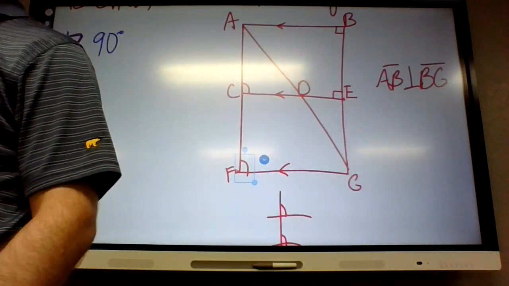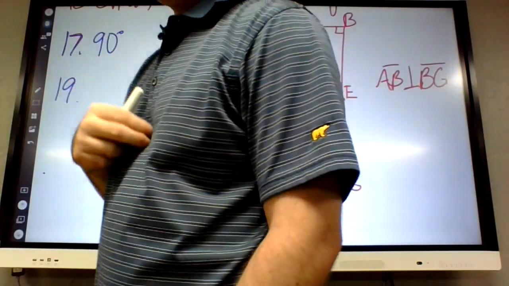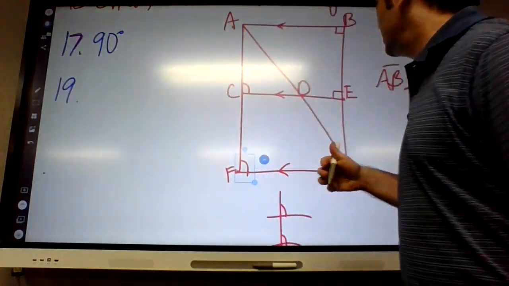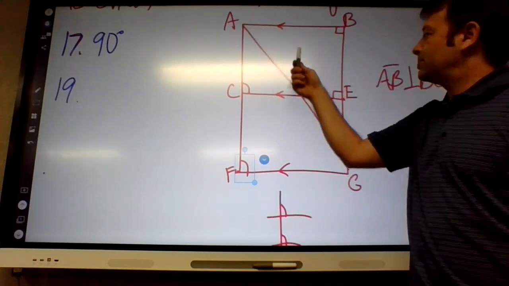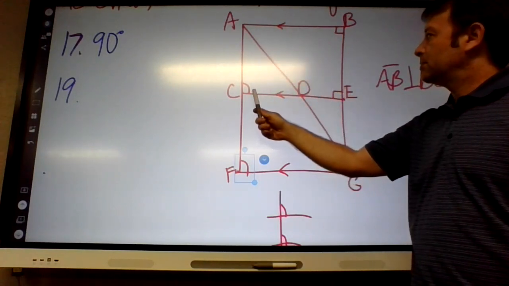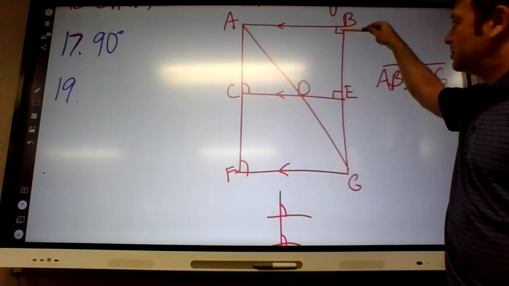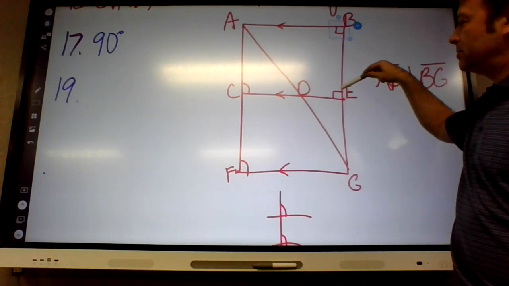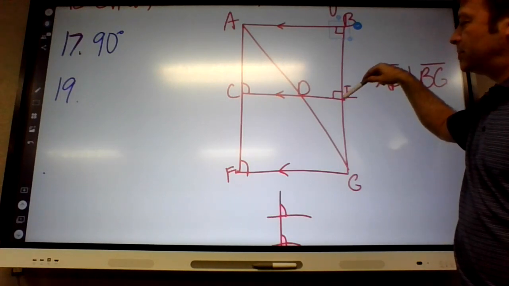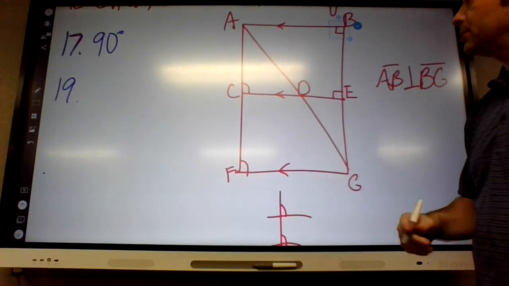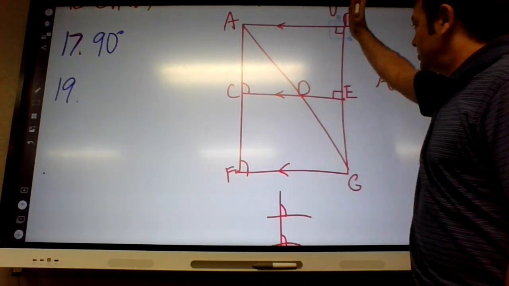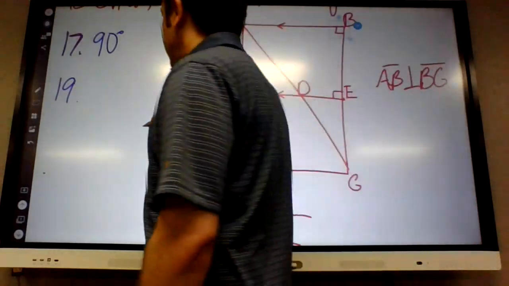How do we know that segment AB is parallel to segment CE? We kind of already talked about it. How did I say we know that these two are parallel? Because AB is perpendicular to EC. One of the new theorems is that if two lines are perpendicular to the same line, they're parallel. So they're both perpendicular to this line.